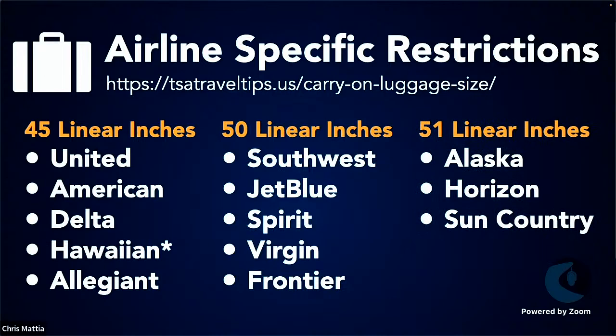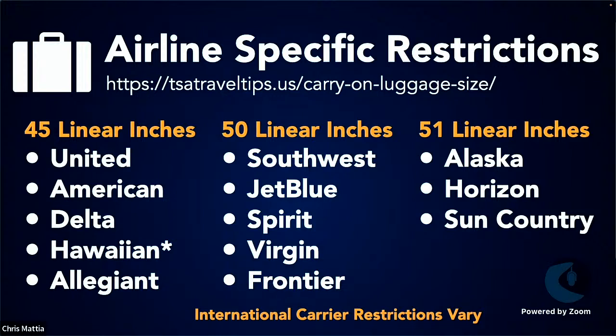And if you're flying Alaska, Horizon, or Sun Country, those actually restrict the size to 51 linear inches when you multiply your length, width, and height all together. So if you're confused at all, go ahead and stay with the 45 linear inches, but just know that on some of these other airlines, you are able to carry just a little bit larger bag than what you would like.